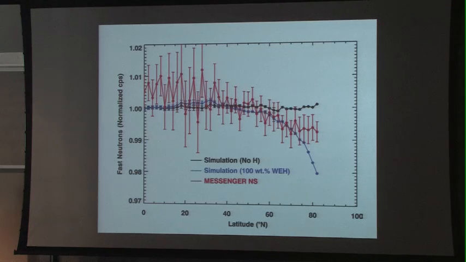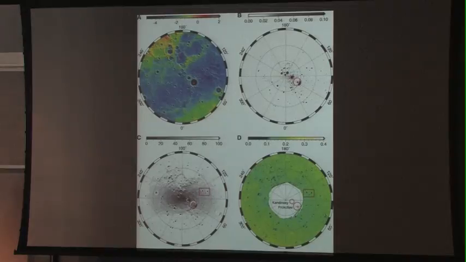in the Lawrence et al. paper. Basically, what you're seeing is a simulation of what the neutrons should have looked like had all these cold traps been composed of water, and then the red measurements are showing a similar trend. So we have essentially a neutron signature of the presence of hydrogen at the poles, which is very exciting.